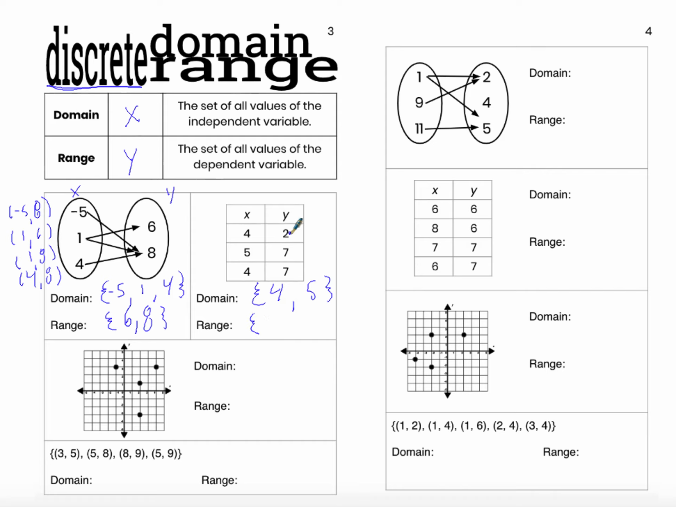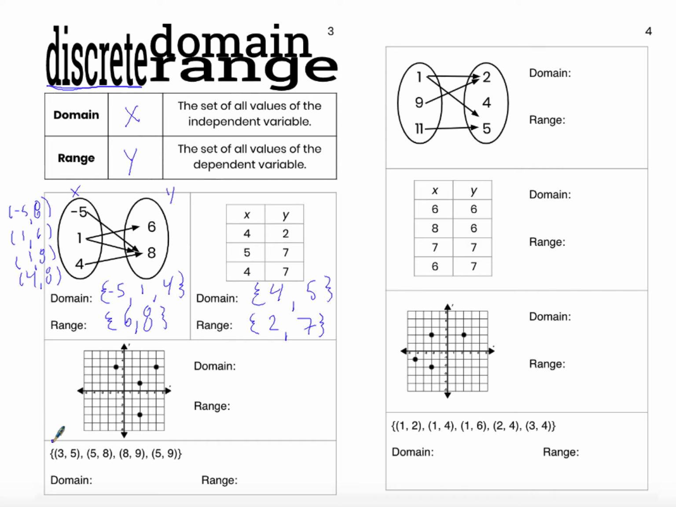My range, there's 2 ordered pairs with a y value of 7, but I just write 7 1 time. So x can be 4 or 5, y can be 2 or 7. From my domain and range, I have no idea what my particular ordered pairs are or how many times 4 shows up for x, 5 for x, 2 for y, 7 for y.